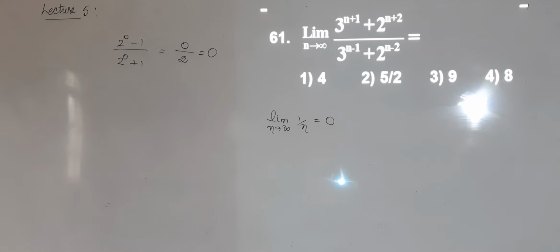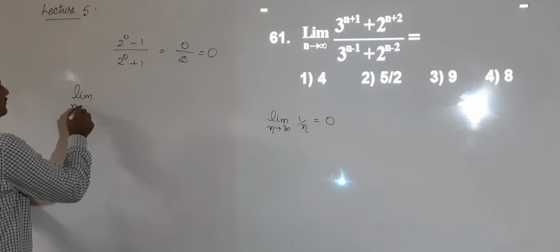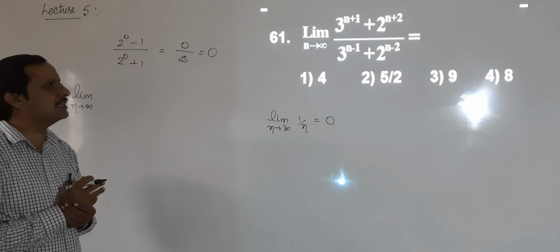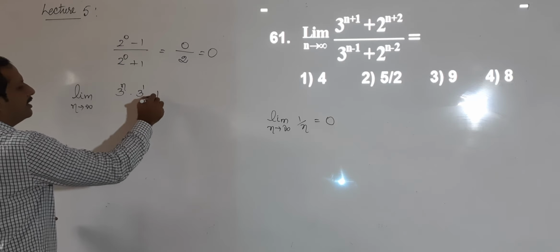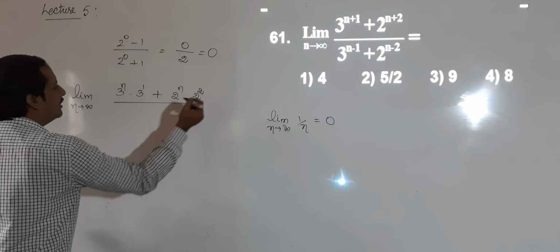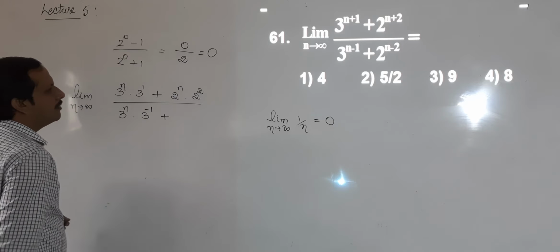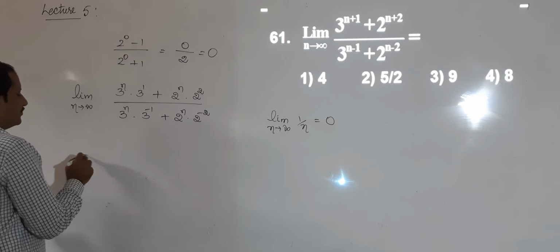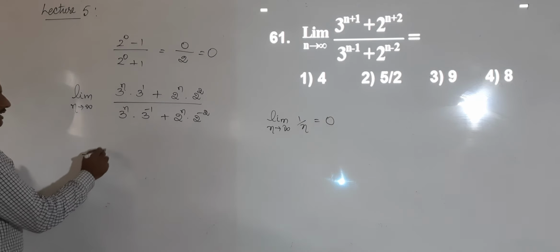61st question. Limit n tends to infinity, (3 power n plus 1 plus 2 power n plus 2) divided by (3 power n minus 1 plus 2 power n minus 2). What I do is, I write 3 power n plus 1 as 3 power n into 3 power 1. Similarly, 2 power n plus 2 can be written as 2 power n into 2 square. In the denominator, 3 power n into 3 power minus 1 plus 2 power n into 2 to the power minus 2. That's equal to limit n tends to infinity.